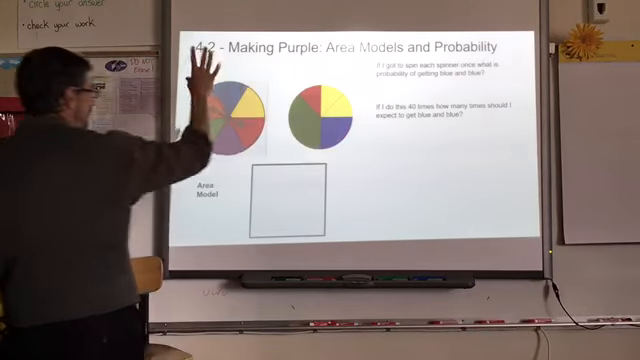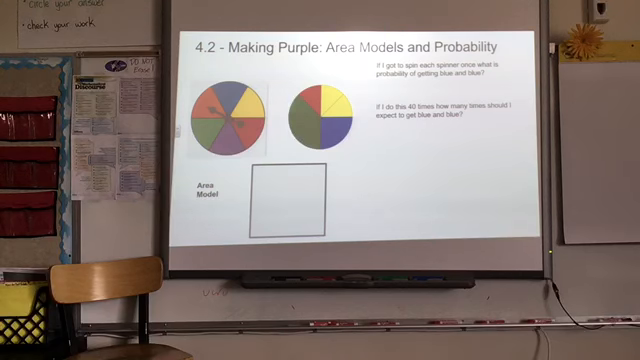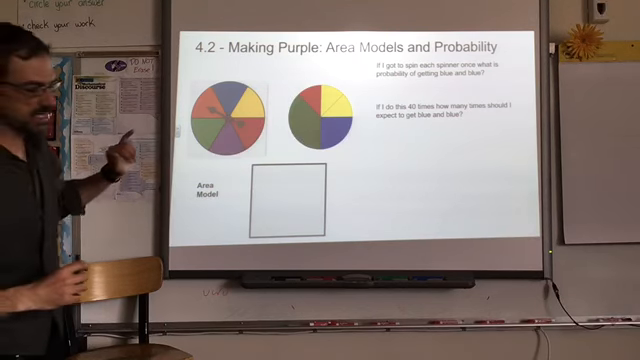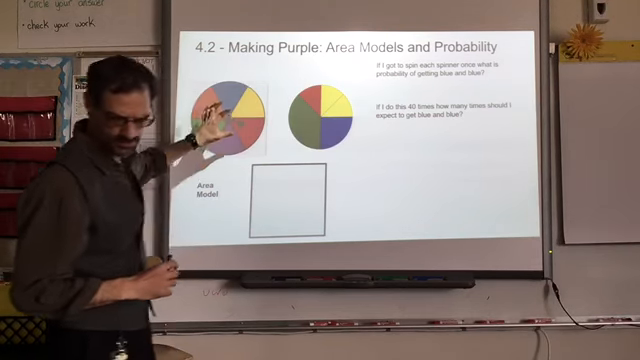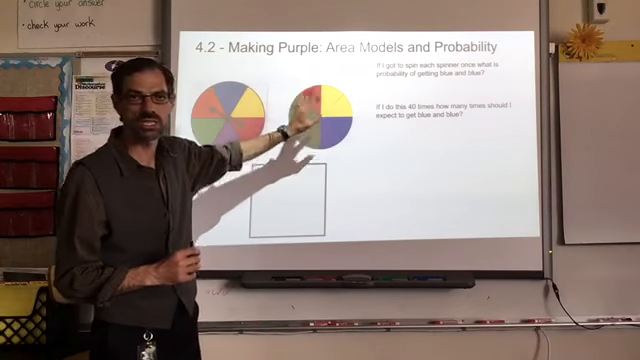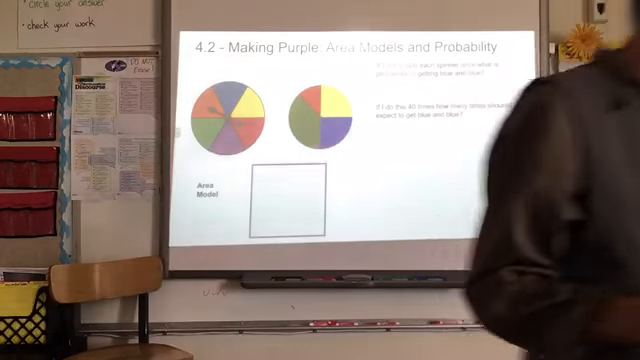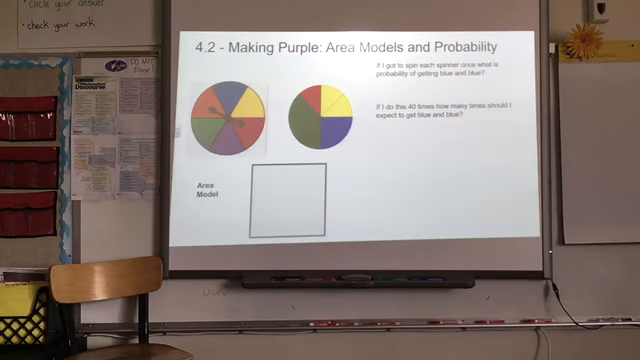So here I have a spinner. Here I have a spinner. I want you to talk to your table about what is the fraction that this is broken into, and what is the fraction that this is broken into. Go, talk to your tables. You're close.